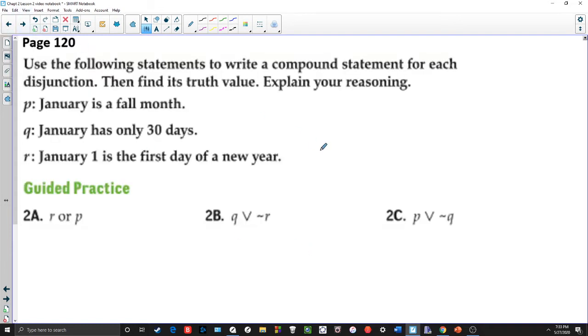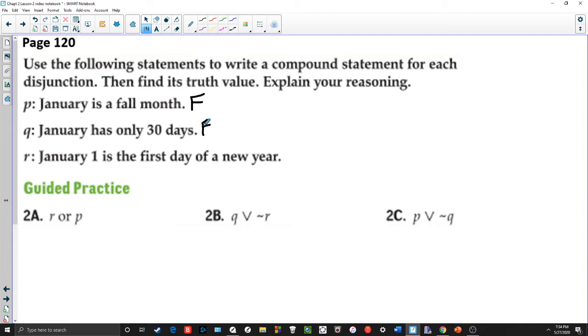So let's see if we can't write some here. So we have these statements. January is a fall month, January only has 30 days, and January 1st is the first day of a new year. Let's figure out the truth value of each of these individually first. So the truth value for P, January is a fall month. That's false, I believe. January is more so in the winter, again, right after December. January only has 30 days. I believe, last I checked, that's going to be false as well.